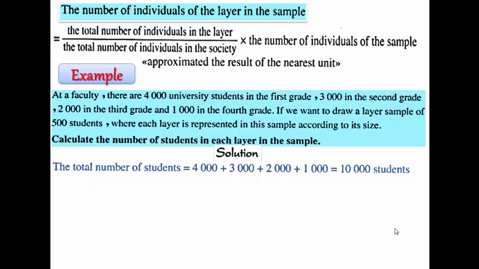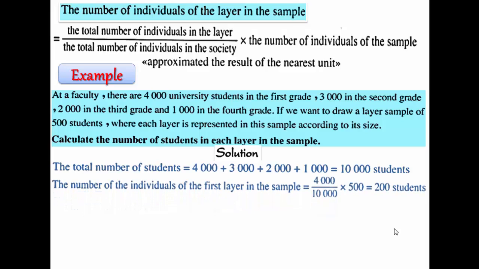Solution. The total number of students equals 4,000 plus 3,000 plus 2,000 plus 1,000. The sum will be 10,000 students. The number of individuals of the first layer in the sample equals 4,000 over the total, 10,000, multiplied by 500. The product will be 200 students.